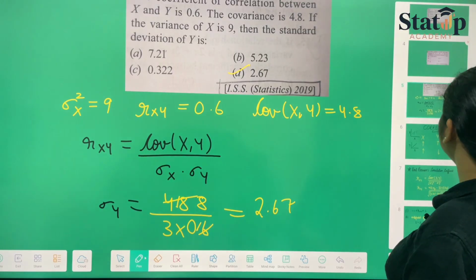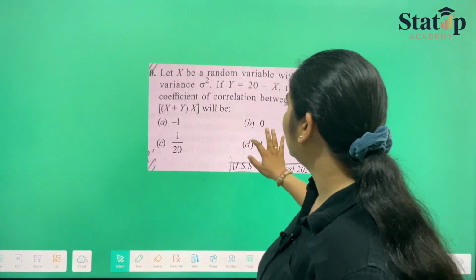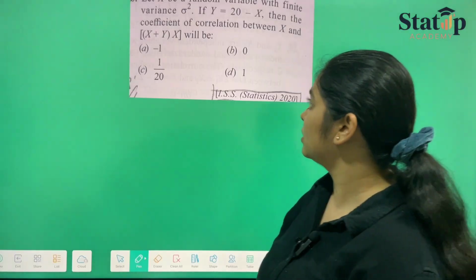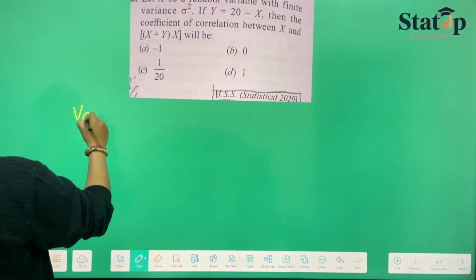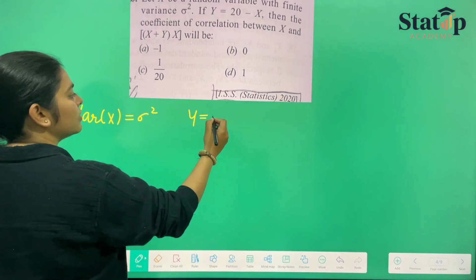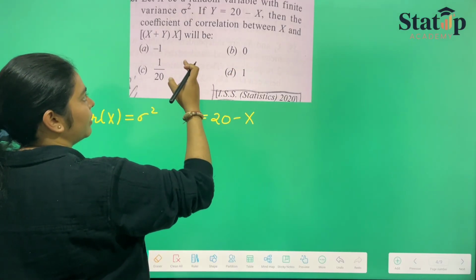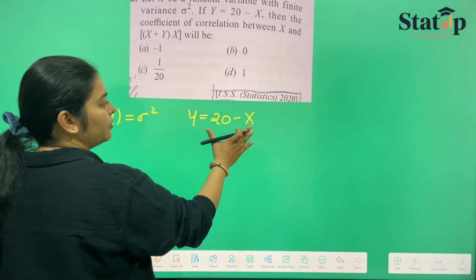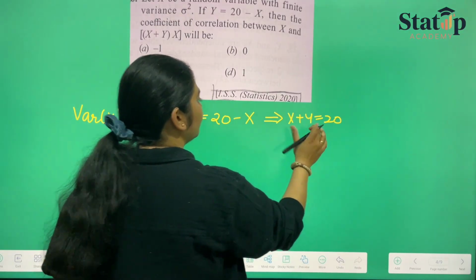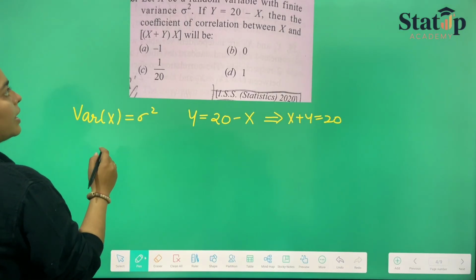Now moving forward to the next PYQ on the same topic. Here, let x be a random variable with finite variance sigma square. So we have been given variance of x as sigma square, and y has been given as 20 minus x. Then the coefficient of correlation between x and (x plus y) into x. So from this we can say that x plus y is equal to nothing but 20. From this equation we have denoted this.